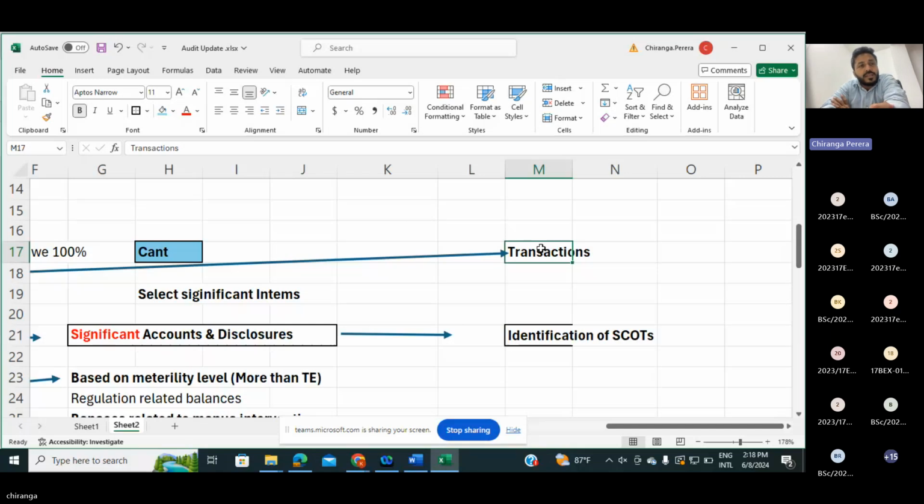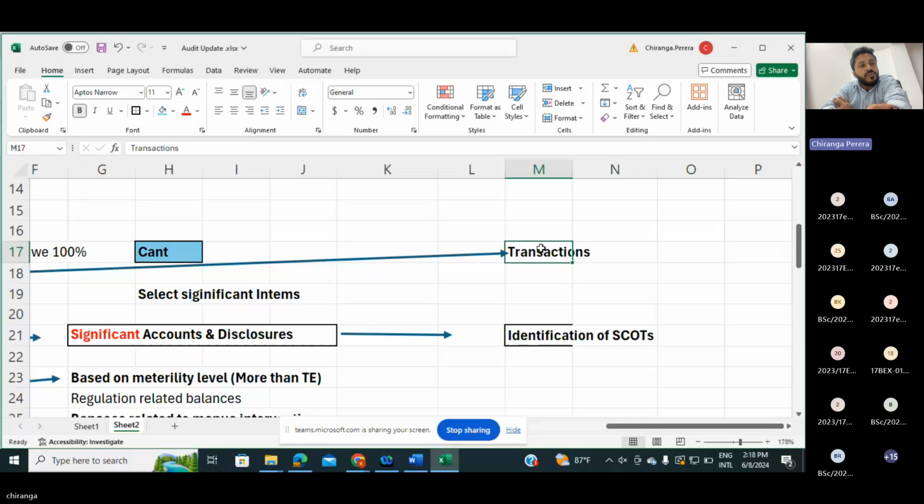How about the transactions? Can we do that same activity for transactions to identify significant transactions? Is that practical? Can't. Why? In a year, how many transactions maybe happen? Millions of transactions, right? Imagine it's a commercial bank. 24 into 7 into 365, we have millions of transactions, through ATM machines, to Cargills Food City, everywhere we have transactions, right?